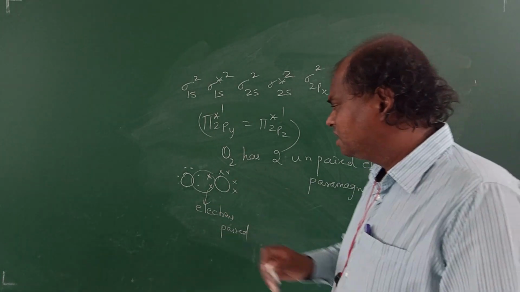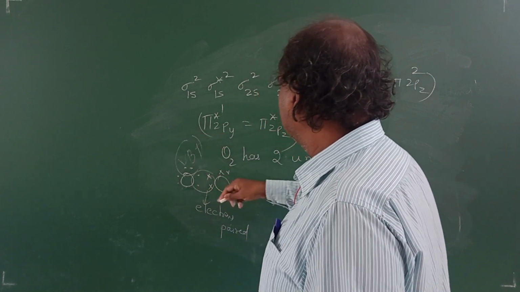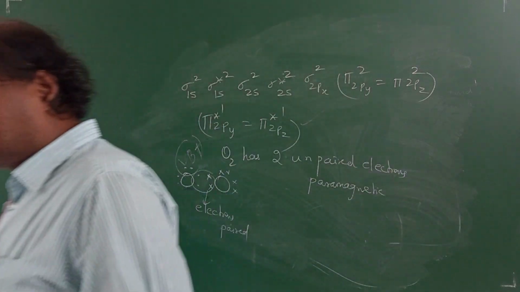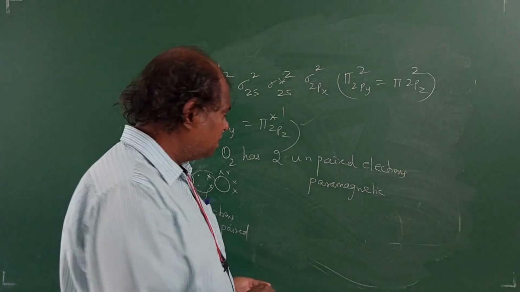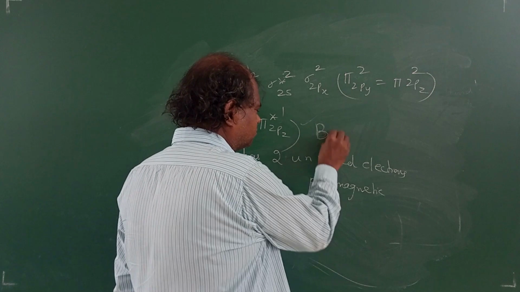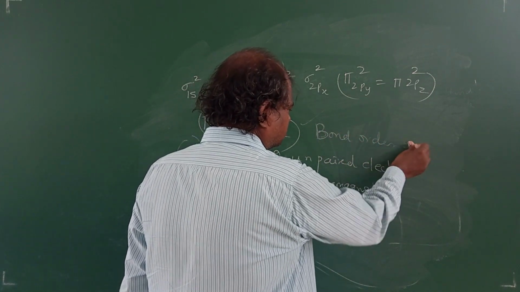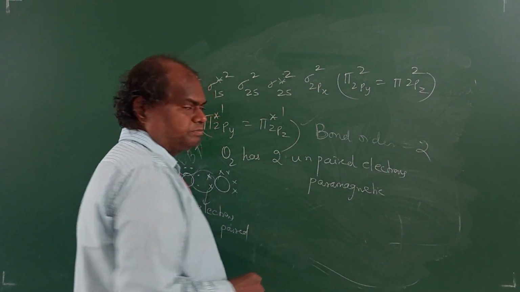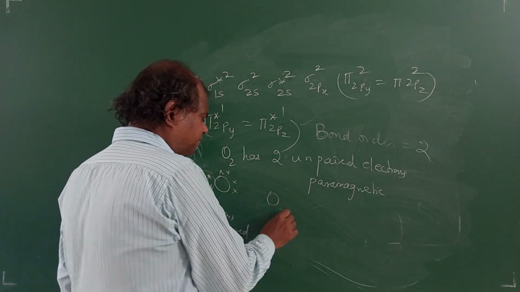Valence bond theory. What is this? Dot structure or VBT, whatever you call it. This theory shows that's the biggest success of molecular orbital theory. So anyway, oxygen has got two unpaired electrons, right? And its bond order we will get as 2. Paramagnetic. Okay.